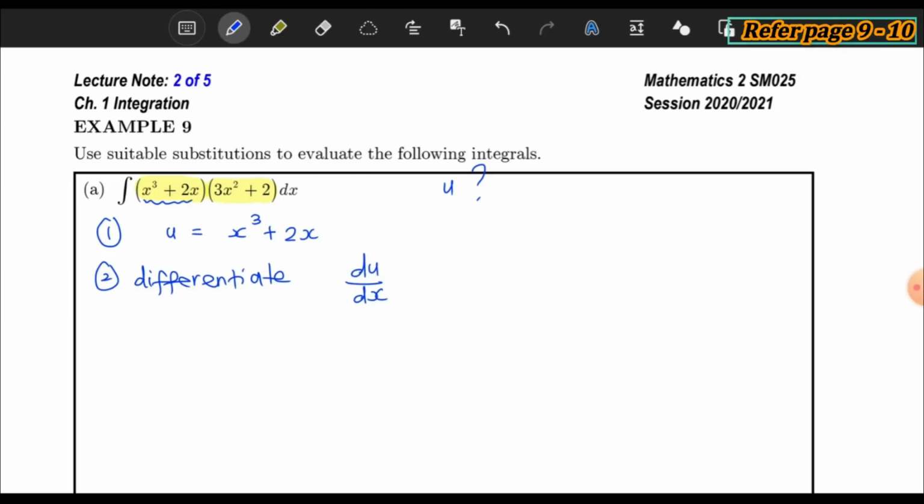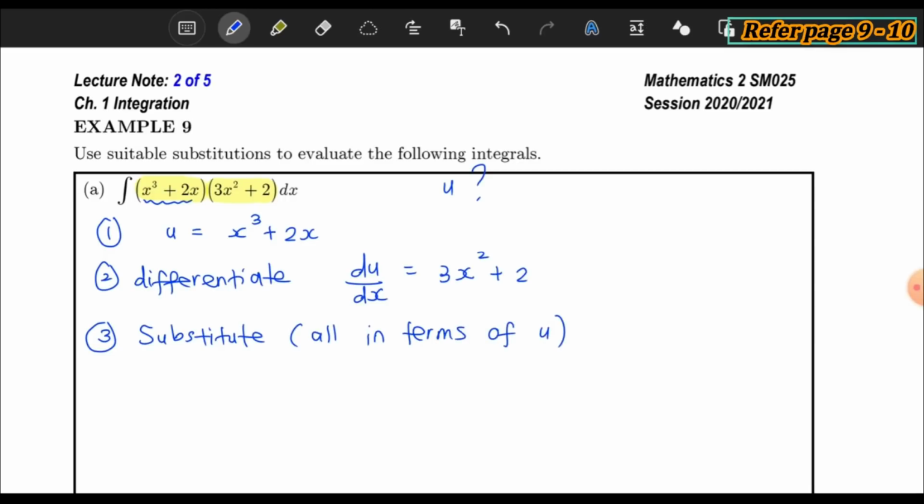So du over dx, for now we are using x as the variable. So du over dx equals 3x squared plus 2. Third step, we need to substitute. All must be in terms of u.